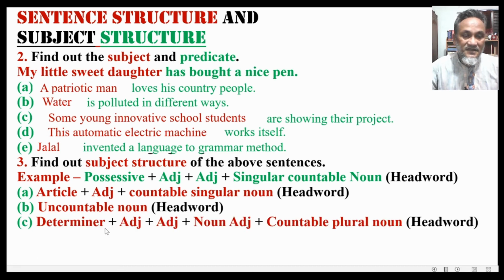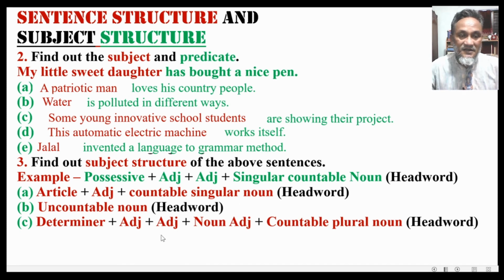Then number C: some young innovative school students. Some is a determiner, young is an adjective, innovative is an adjective, school is a noun adjective, and students is a countable plural noun, and it's the head word. And it's a plural subject, that's why we use there are.